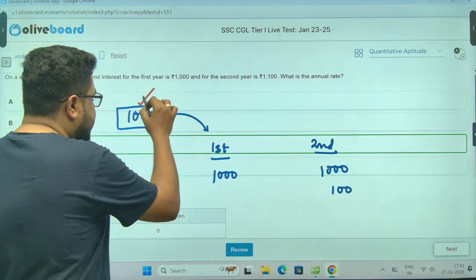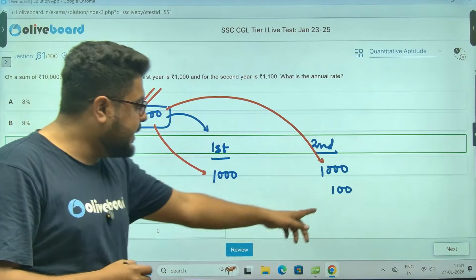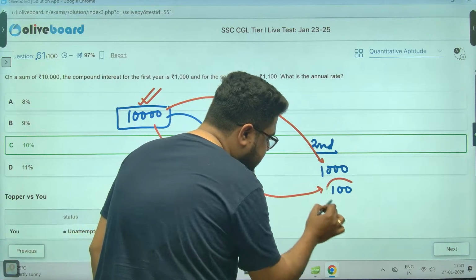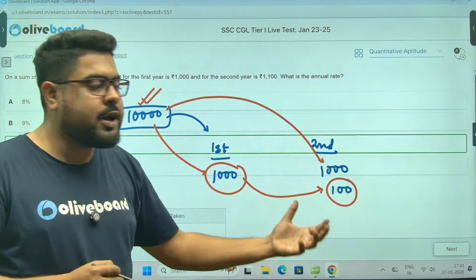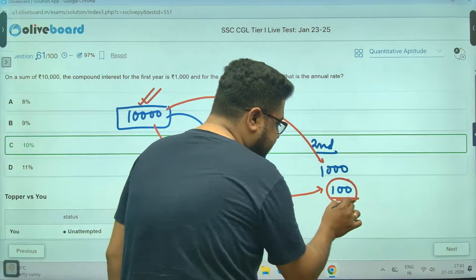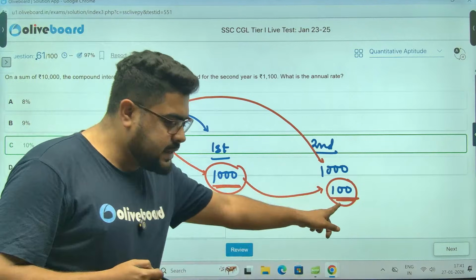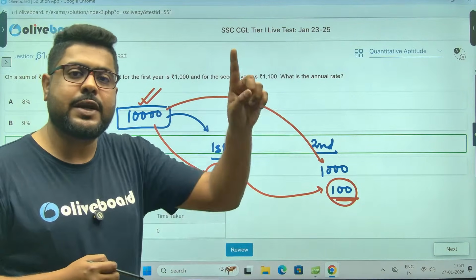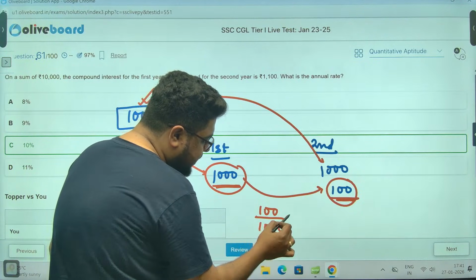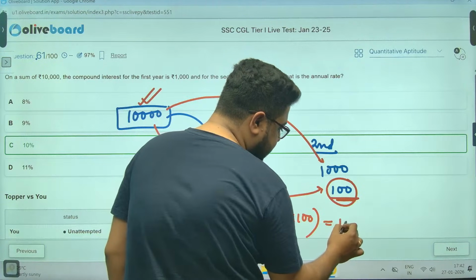So 10,000 rupees every year gives you 1,000 rupees of interest. And why this 100 extra? Because this 1,000 rupees again will give you interest. That is the main concept of compound interest, interest on interest. So 100 rupees is 1 year's interest for 1,000 rupees. What is the rate of interest? 100 rupees is 1 year's interest for 1,000 rupees. So just take it to percentage terms. You calculate, you will get 10% as your answer.